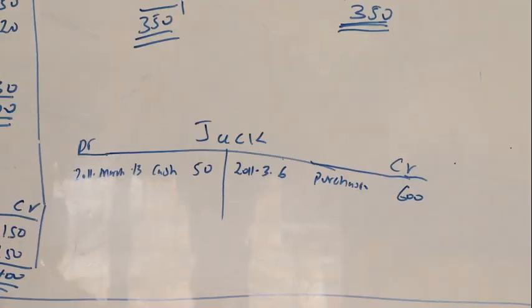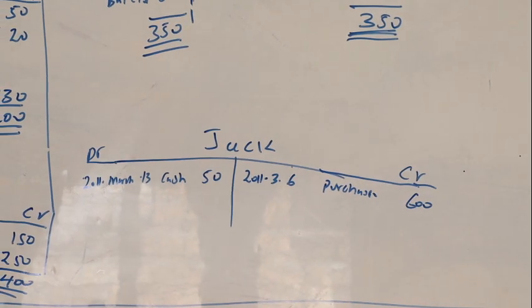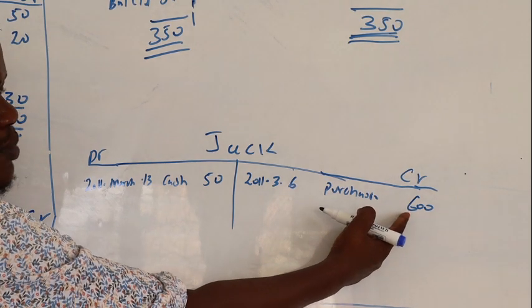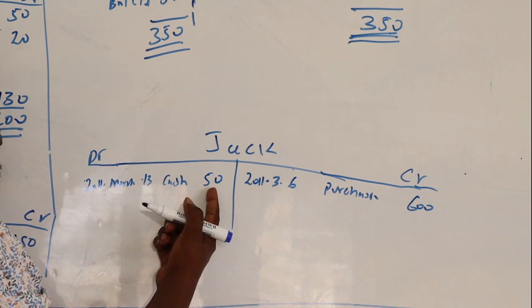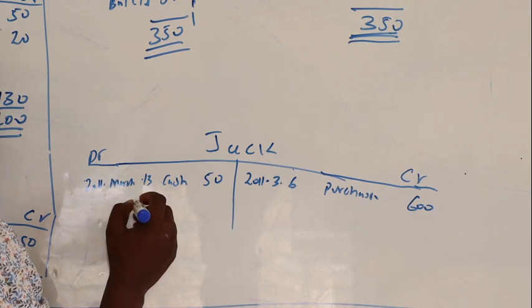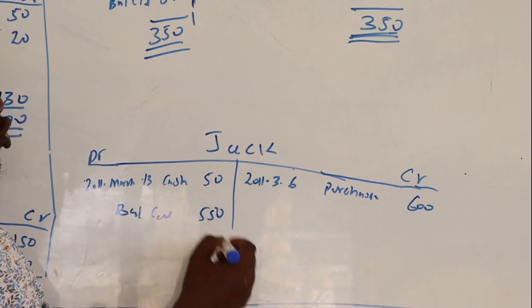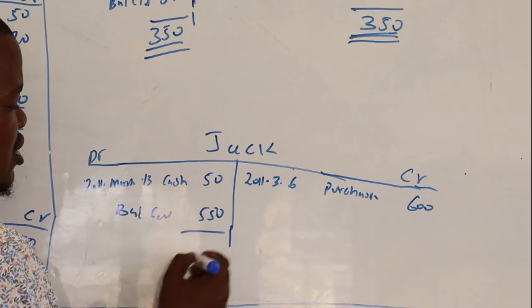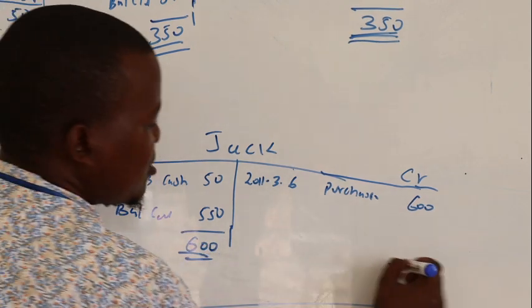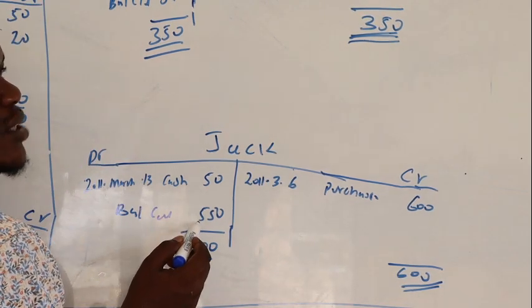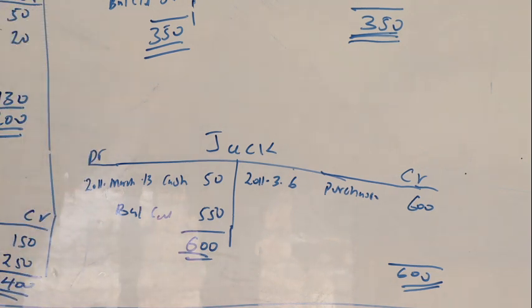Then the other account is for Jackson. We have to close the account for Jackson. Jackson, we purchased from him 600 na tulimlipa 50 shillings. So balance carried down is 550. Ametundai shilingi 550. So that you can balance at 600. That's the amount that the supplier owes us.